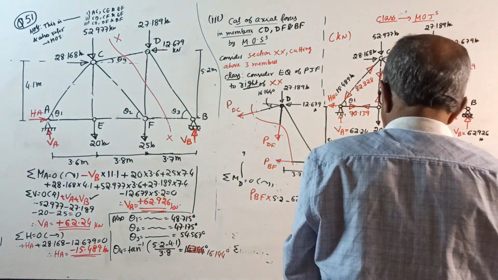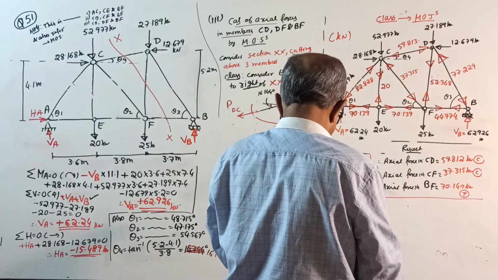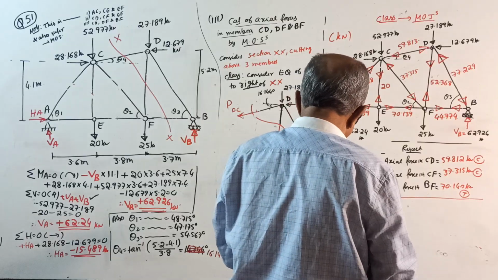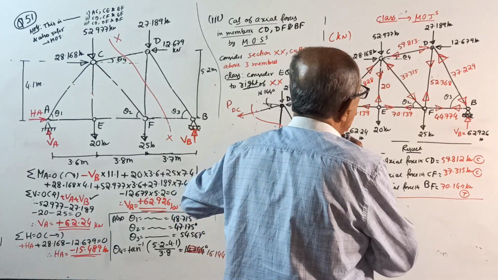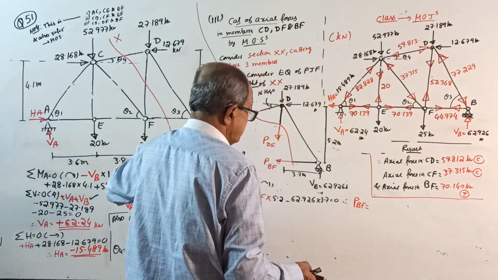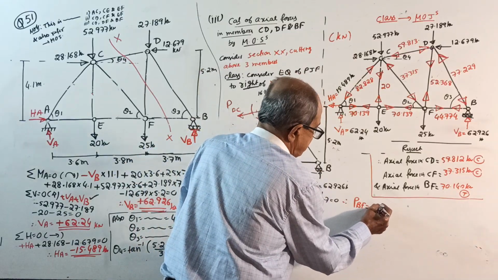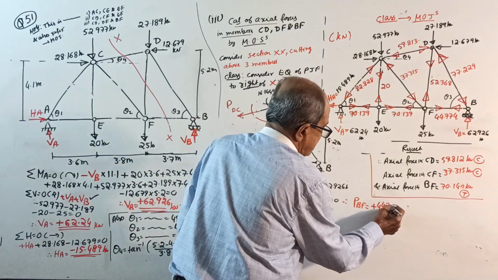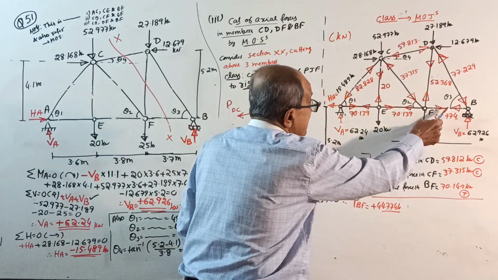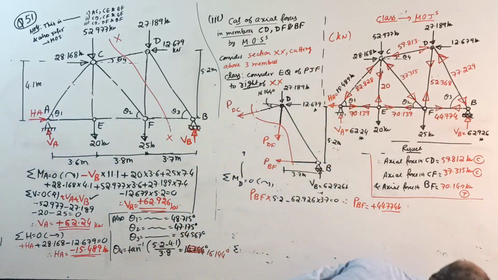PBF equals 62.926 into 3.7 divided by 5.2, which is 44.774 kilonewton. See, it is beautifully tallying.